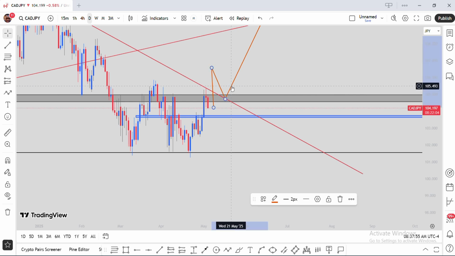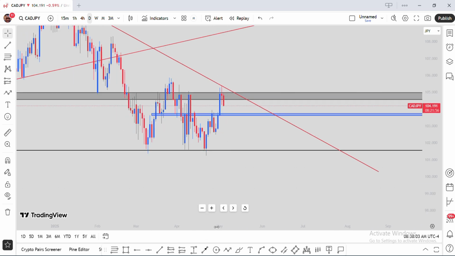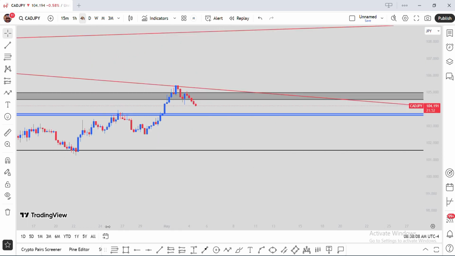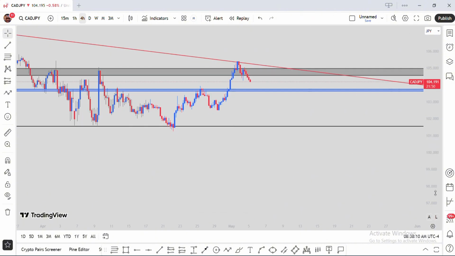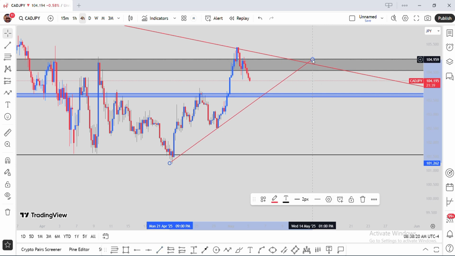But as long as we are trading below this neckline and this trend line, price will definitely continue moving back to the downside. So I'll just be waiting for a break of the counter trend line on the 4-hour time frame, and also a break of this level. So for price to clear this blue zone here and also the trend line here. So that's what I'll be looking at on CAD JPY.